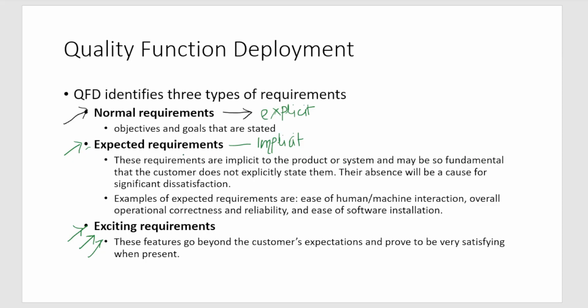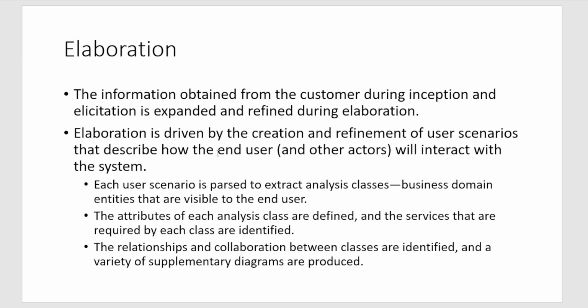Okay, so these are the three basic requirements that come along with QFD. Now coming to the next stage, which is called elaboration. Elaboration: the information obtained from the customer during the inception and elicitation is expanded and refined using elaboration. Elaboration is driven by creation and refinement of user scenarios that describe how the end users, or the actors, will interact with the system. So in this case, we have understood the textual part of the requirements, and we elicited them using collaborative learning or the requirement QFDs.